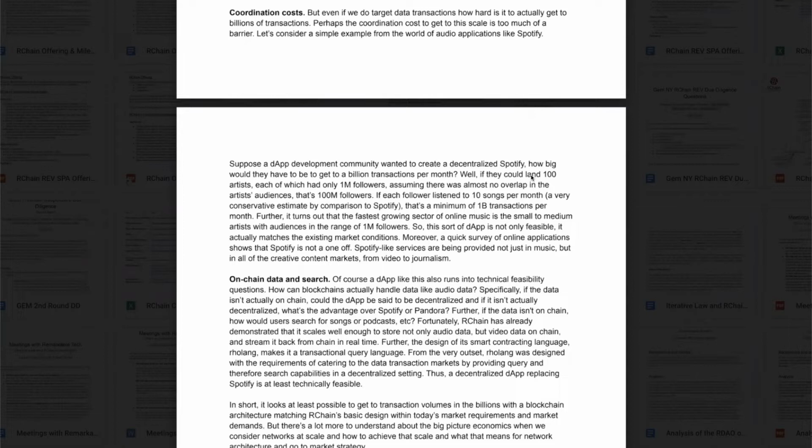Further, it turns out that the fastest growing sector of online music is the small to medium artist who has audiences in the range of 1 million followers. So it's not only that we can imagine doing this with a very small effort by comparison to Spotify. In other words, you can see a path to jumpstarting an app like this. Doing that also matches the way the market is developing.